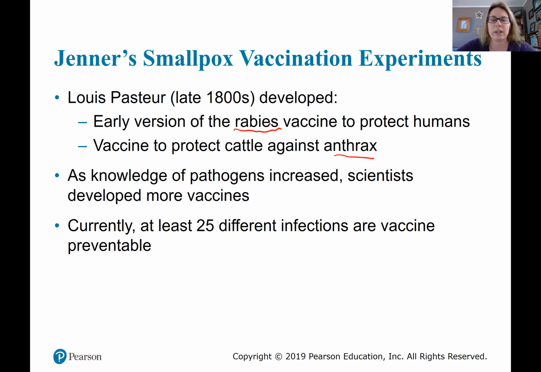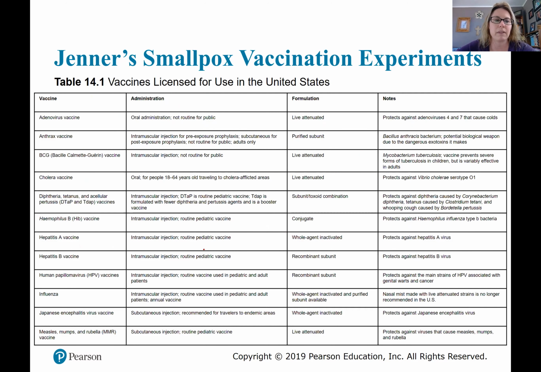During that golden age of microbiology, as scientists became more and more aware of which pathogens caused which diseases, they started developing more and more vaccines. Currently, there are over 25 infections that there are vaccines for. And here's some of them. I'm not going to make you memorize all of these. These are just an FYI here.